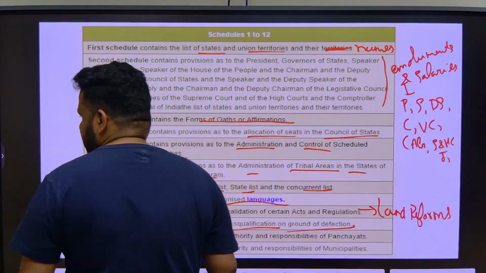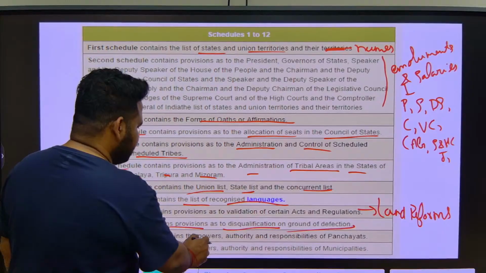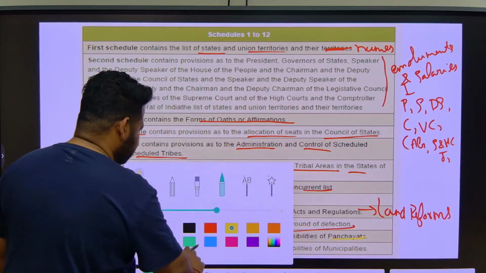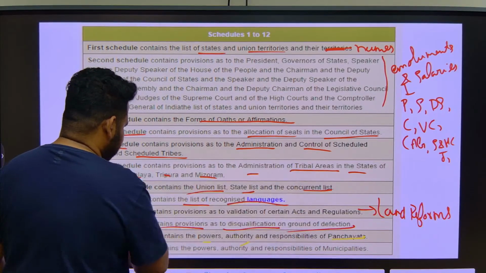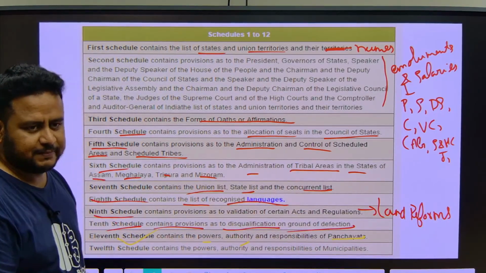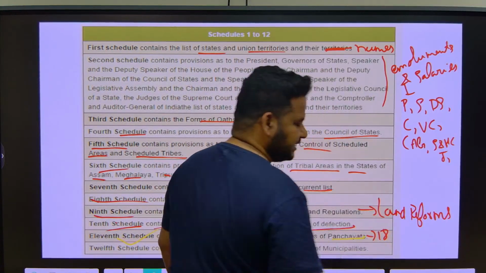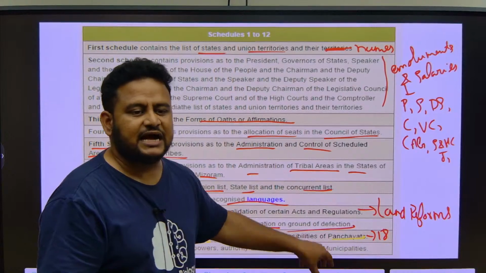Now, 11th schedule. 11th schedule contains powers, authority and responsibility of the panchayats. 11th schedule is talking about what? It is talking solely and only about panchayats. Panchayats are spoken about here. It has 18 subjects. Panchayats have 18 subjects.